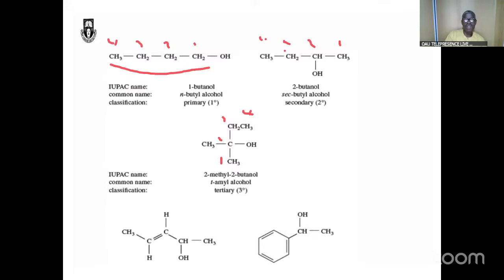The carbon bearing the OH also carries a methyl group, and therefore the IUPAC name is 2-methyl-2-butanol, or 2-methylbutan-2-ol, whichever way you call it is correct. It's a very good example of a tertiary alcohol. I'm leaving these two here as an assignment for you. Name it yourself.